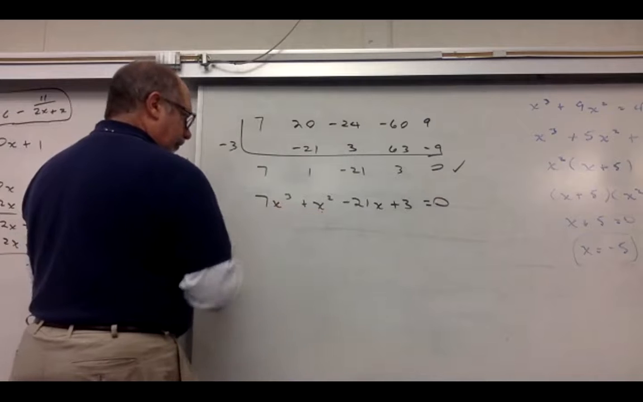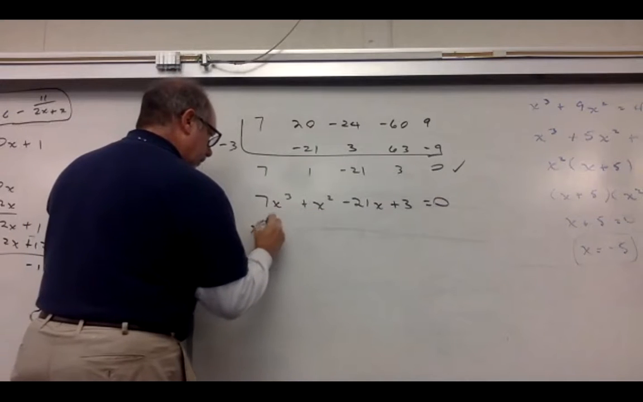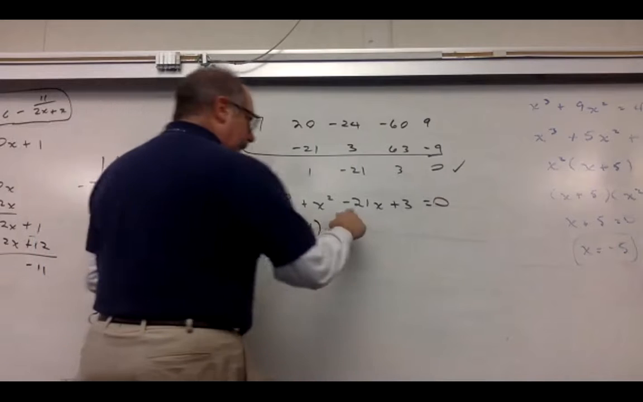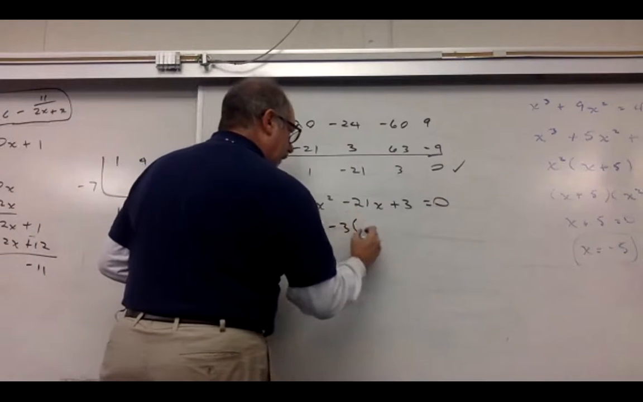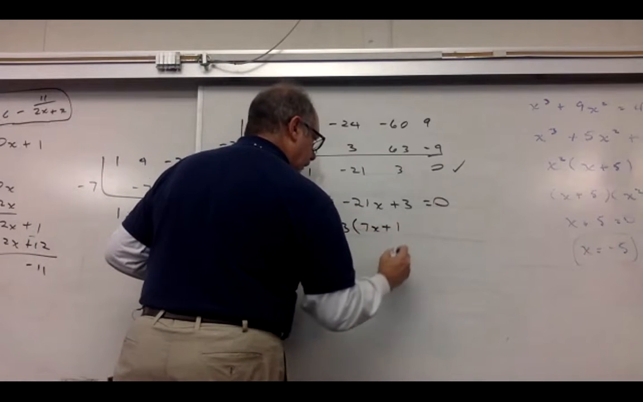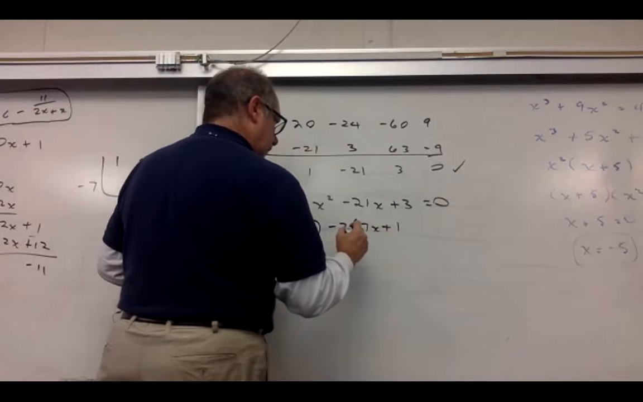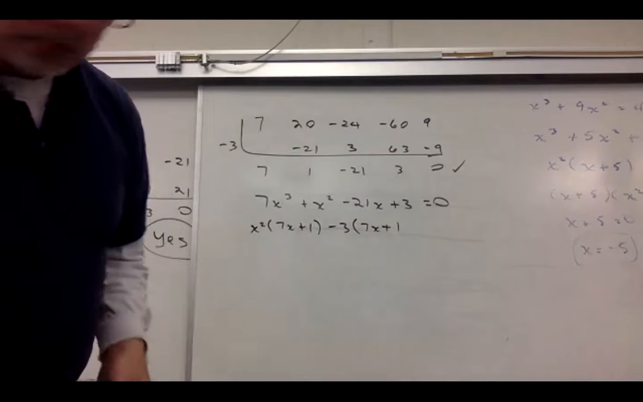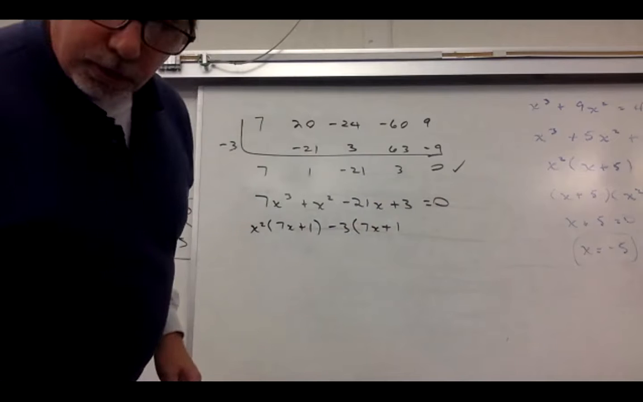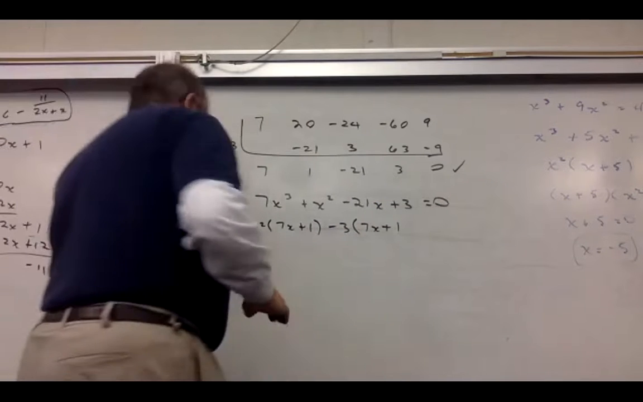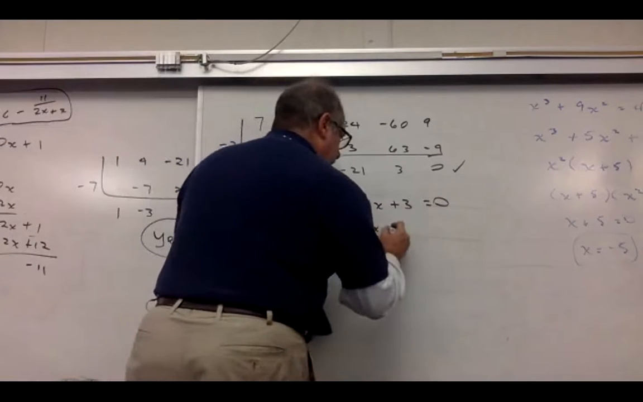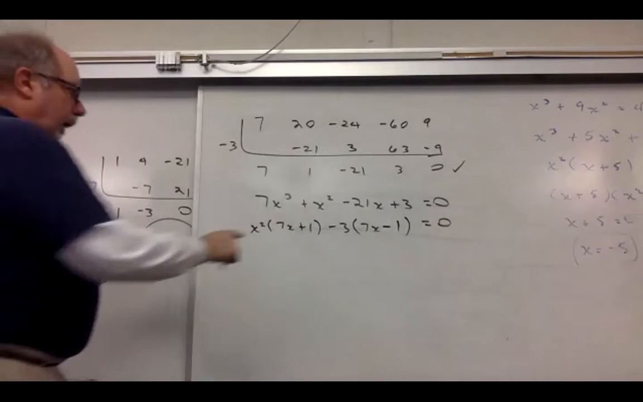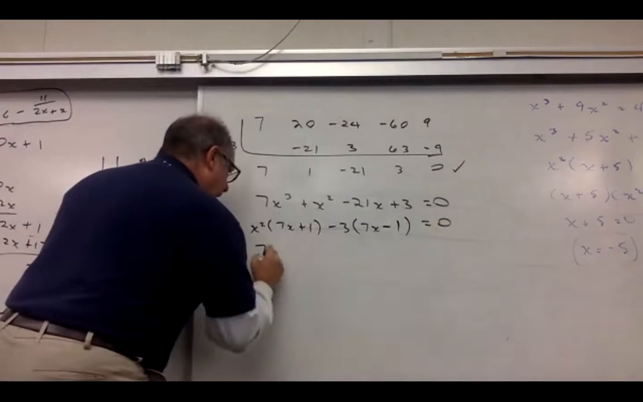Okay, I'm going to pull an x squared out of each of these, and I get 7x plus 1. And then happily, if I pull a 3 out of here, I also get 7x plus 1. Wait a second. What did I do? Minus 3 times 7x minus 1. Sorry, 7x minus 1 equals 0. Okay. Pull the 7x plus 1 out.